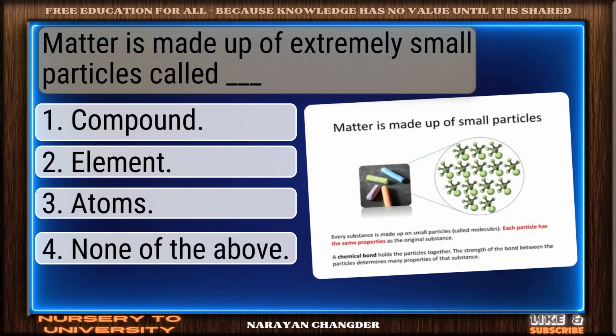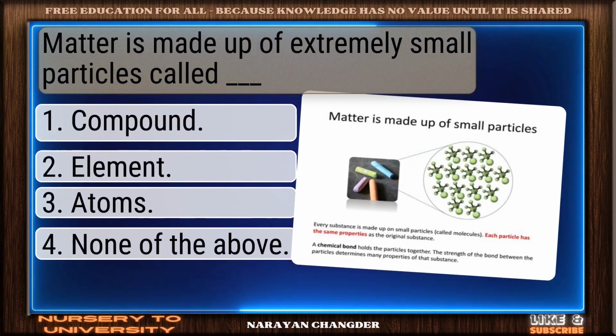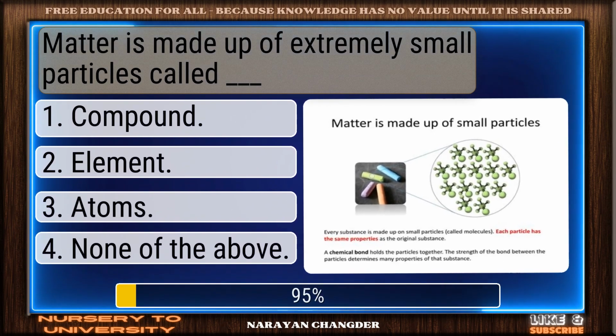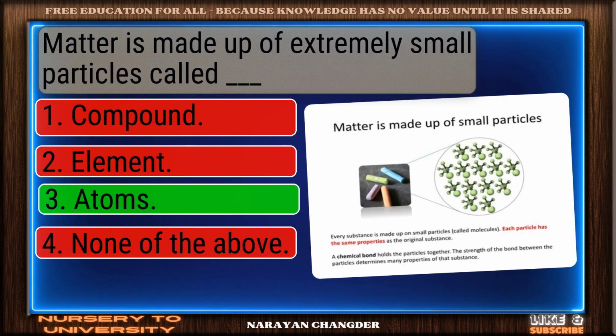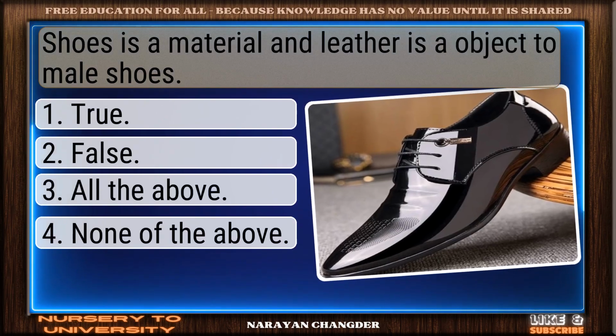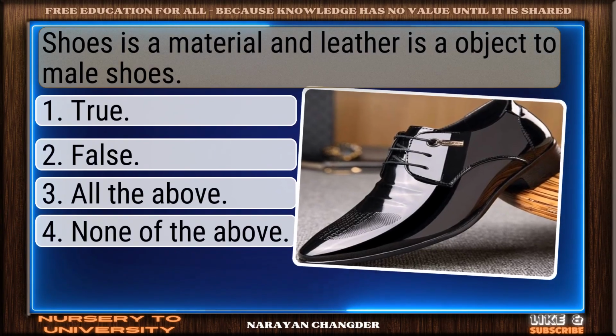Matter is made up of extremely small particles called dash. Nice selection. Atoms is the correct and valid answer. Shoes is a material and leather is an object to make shoes.